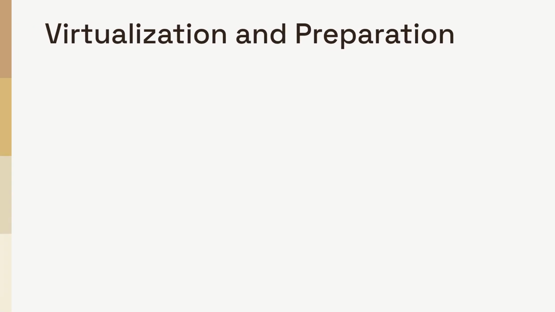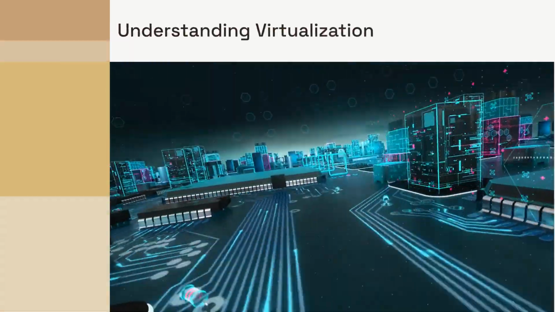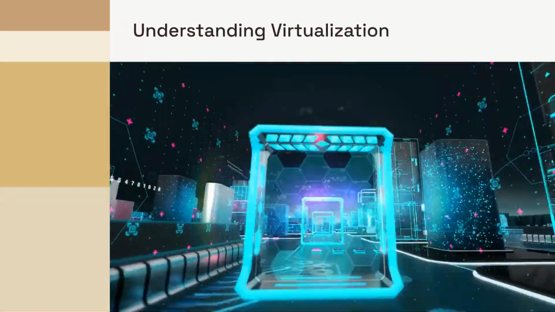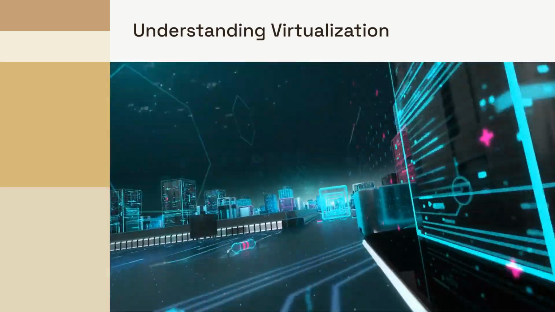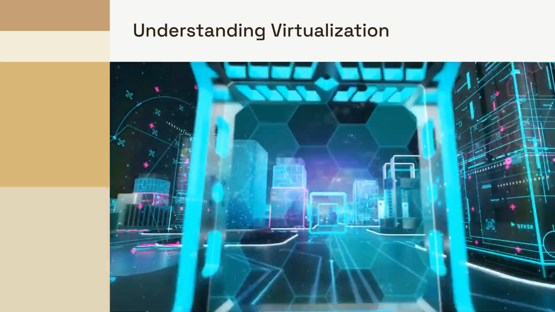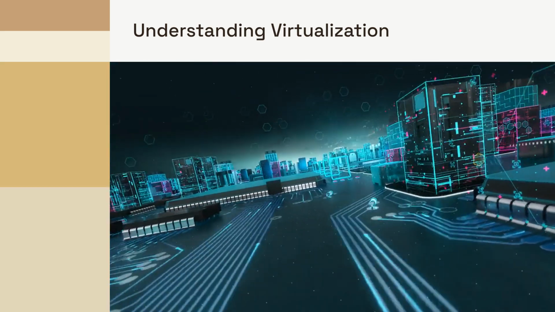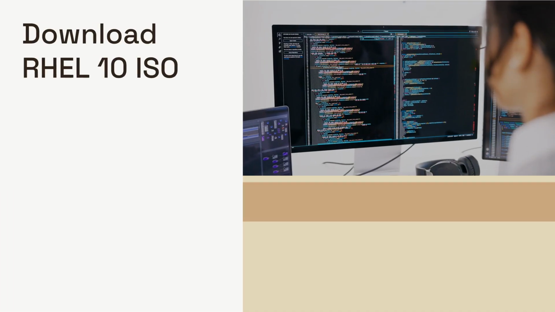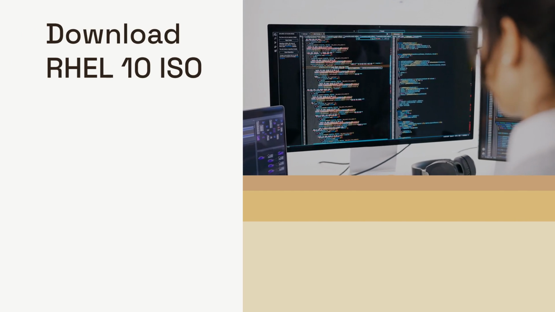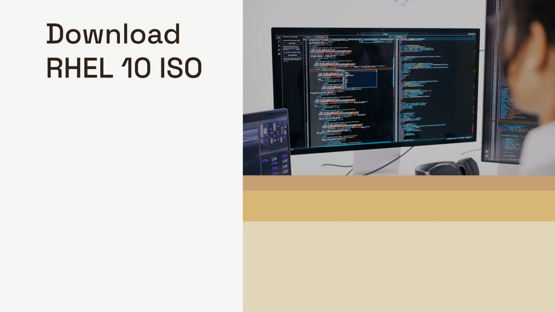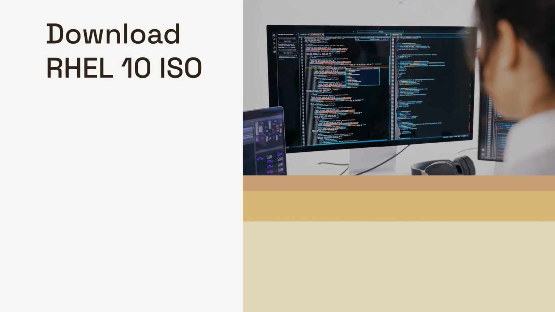Next, let's look at the crucial first steps: understanding virtualization and gathering the necessary tools. Virtualization allows you to run RHEL 10 inside your existing operating system, such as Windows or Mac OS, without altering your main computer setup. This is achieved using software like VirtualBox. The RHEL 10 ISO file is necessary for the installation. You can download it directly from the official Red Hat website after signing up for a free developer account.